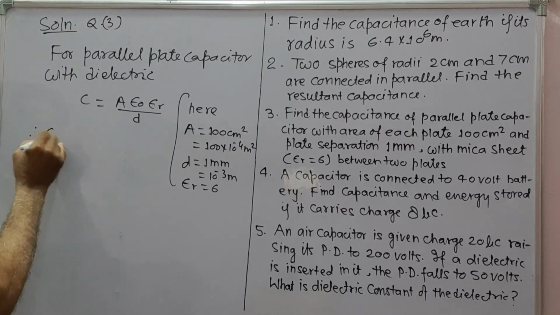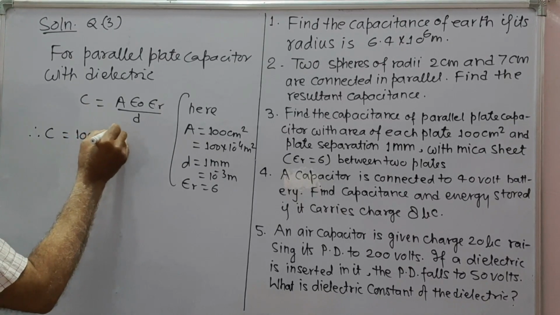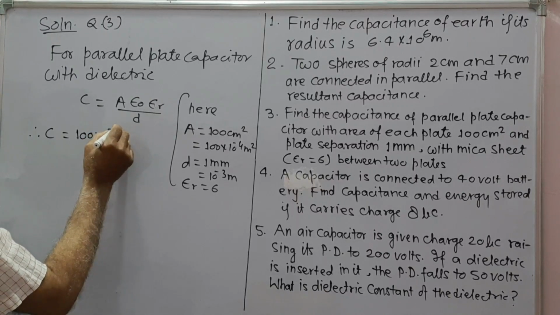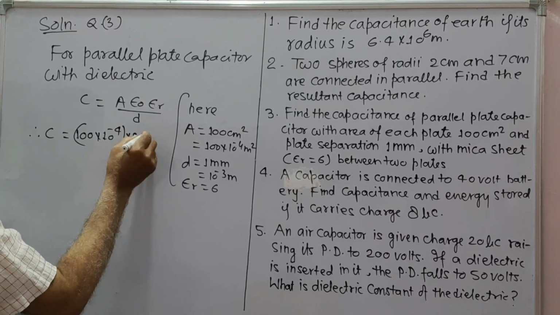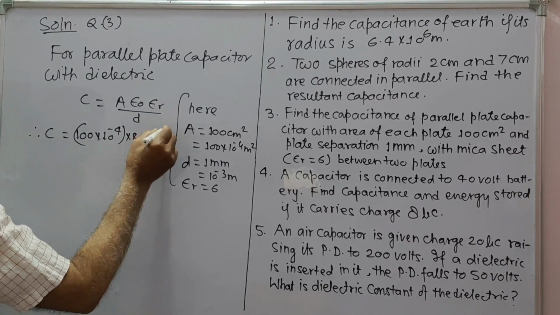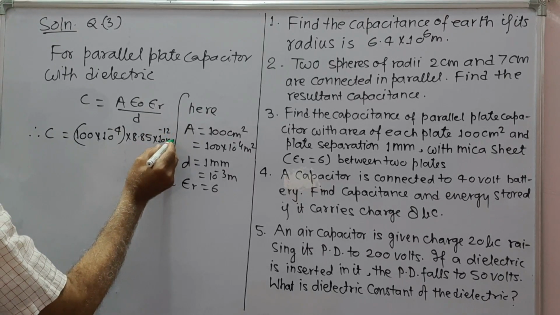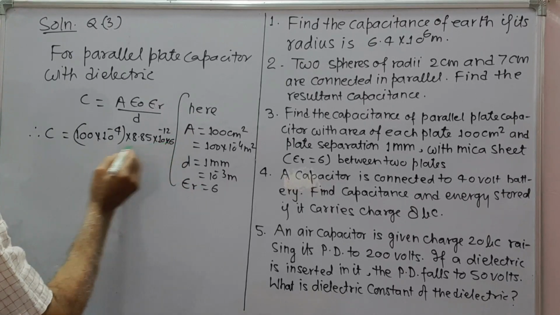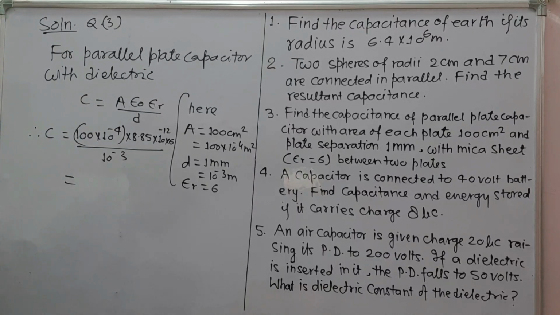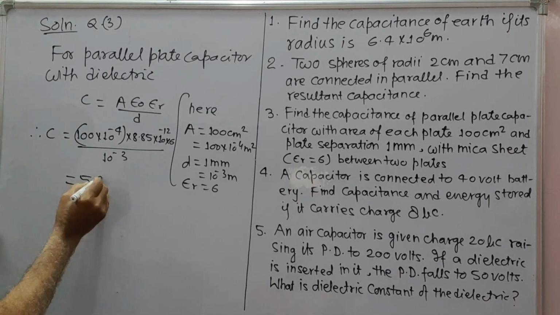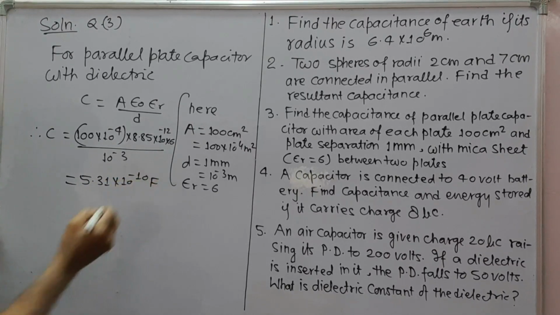Therefore, C will be equal to 100 into 10 to the minus 4. Epsilon naught is 8.85 into 10 to the minus 12, and epsilon R is 6, upon d is 10 to the minus 3, which gives 5.31 into 10 to the minus 10 farad.